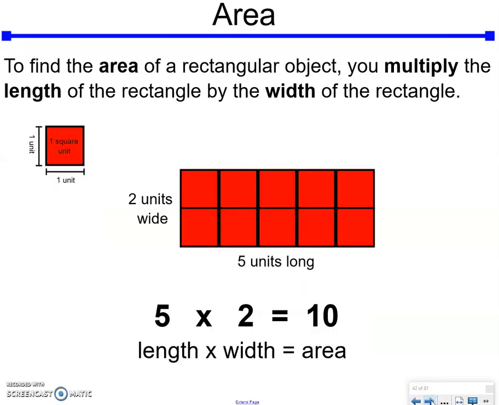Yesterday we learned that to find the area of a rectangular object, we multiply the length of the rectangle times the width of the rectangle. So for example, when we have this rectangle here that's 5 units long and 2 units wide, to find the total area, we multiply 5 times 2 to find the total area, 10.